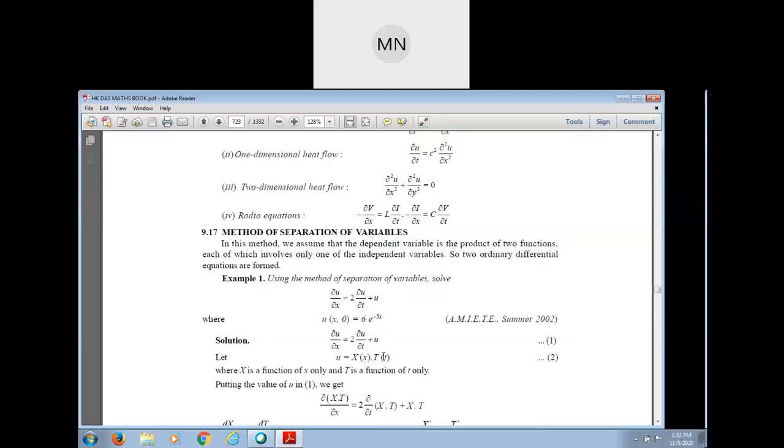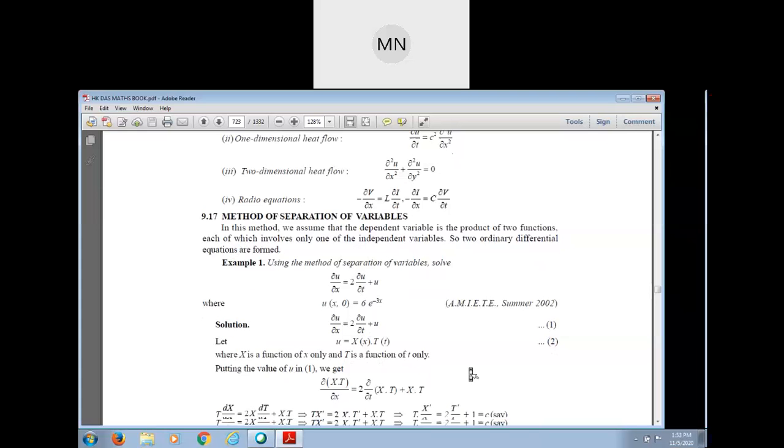In this method, when we use separation of variables, first you have to check which one is the independent and which is the dependent variable. Your first step is to choose which is independent or dependent. After that, the dependent variable has to be written as the product of two functions, each involving only one independent variable. I think it is clear now. So go to the next step.